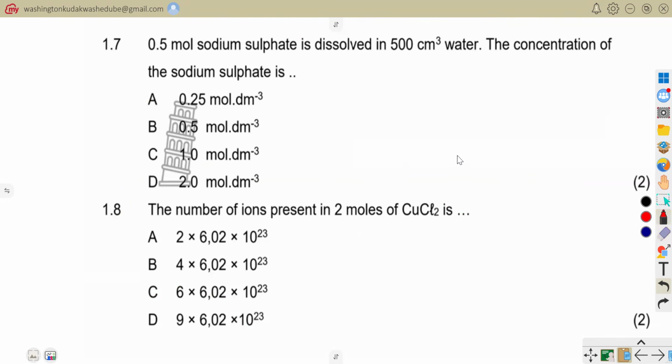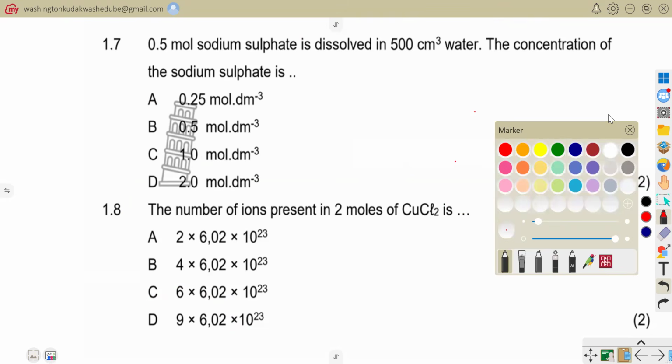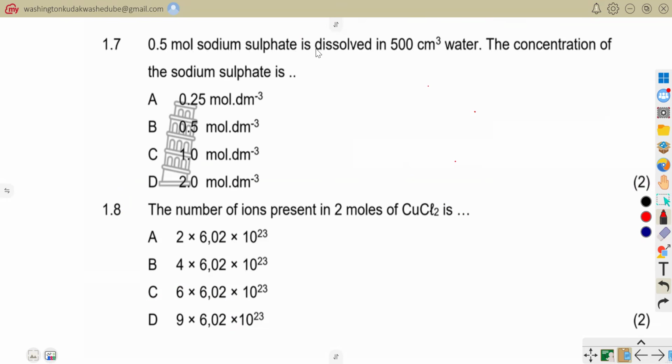1.7 actually says that 0.5 mole of sodium sulfate is dissolved in 500 cubic centimeters of water. What is the concentration of the sodium sulfate?